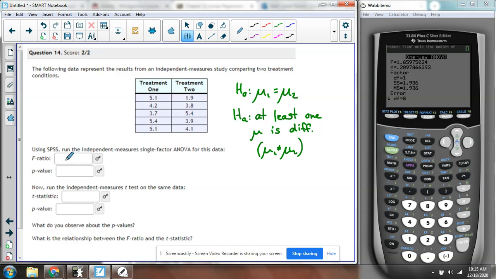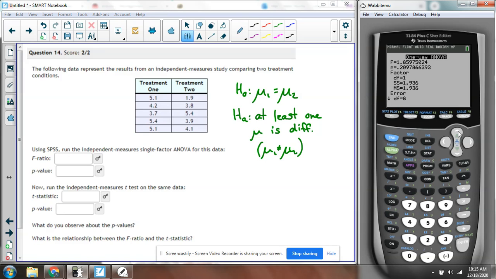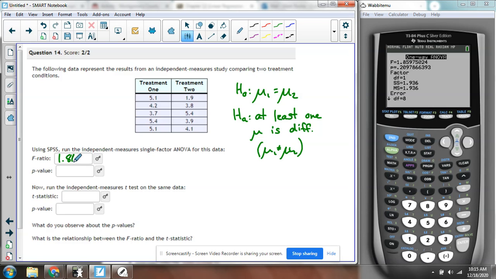So the first thing we want is our F ratio, sometimes referred to as the F statistic. That's going to be our first value here. That's going to be 1.8597 or 1.86, depending on what they want you to round to. Okay, our p-value is right below it. That's going to be 0.20978 or 0.210.